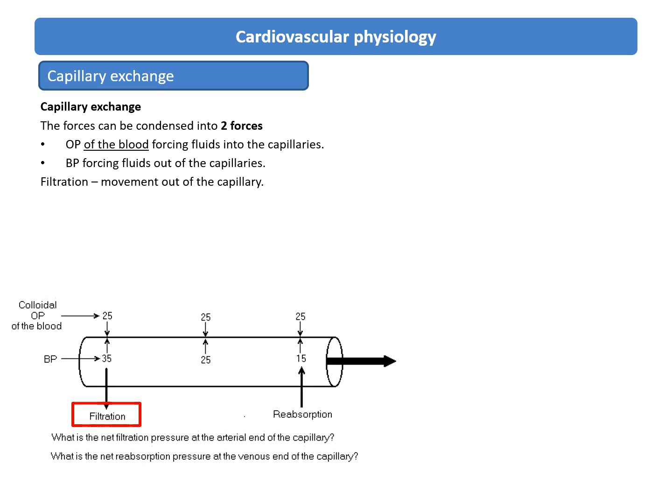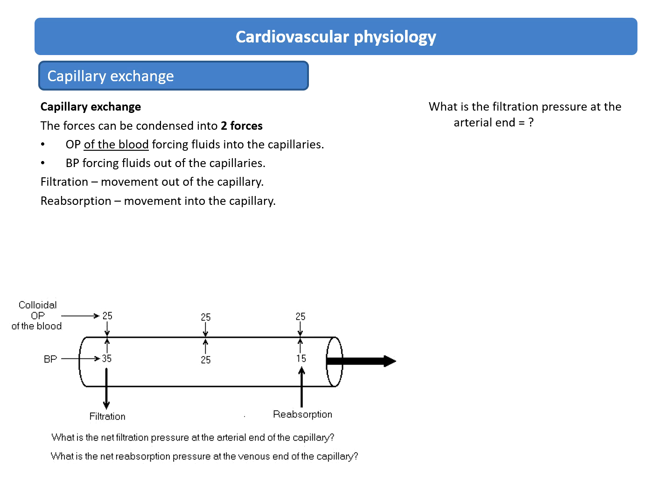Filtration is the movement out of the capillary. Reabsorption is the movement into the capillary. What is the filtration pressure at the arterial end? Well, 35 minus 25 is 10. What's the reabsorption pressure at the venous end? Again, it's 10. 15 from 25.